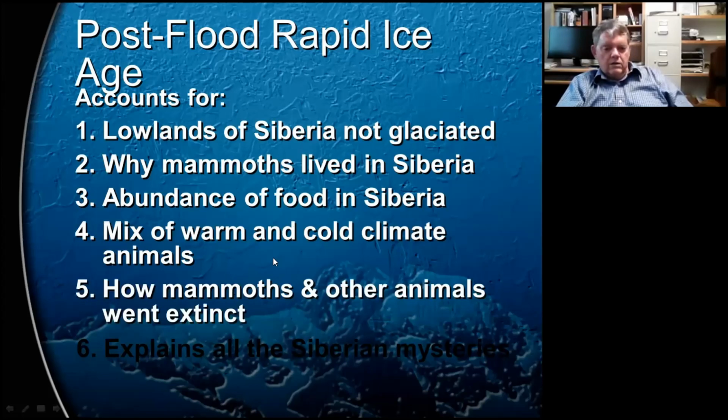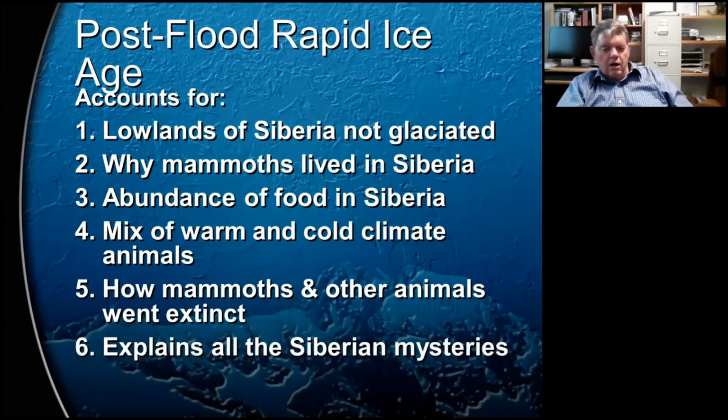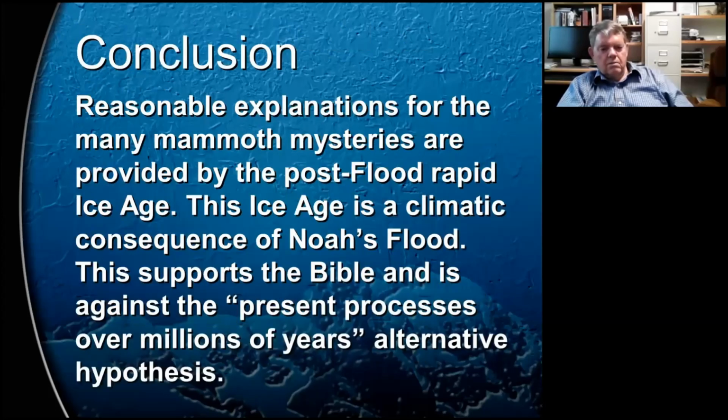And it tells how the mammoths and other animals went extinct. They died at the end of the ice age in Siberia in particular due to dust storms, but other places due to drought and strong winds and other features. So it explains all the Siberian mysteries. Conclusion. Reasonable explanations for the many mammoth mysteries are provided by the post-flood rapid ice age. This ice age is a climatic consequence of Noah's flood. This supports the Bible and is against the present processes over millions of years alternative secular model.